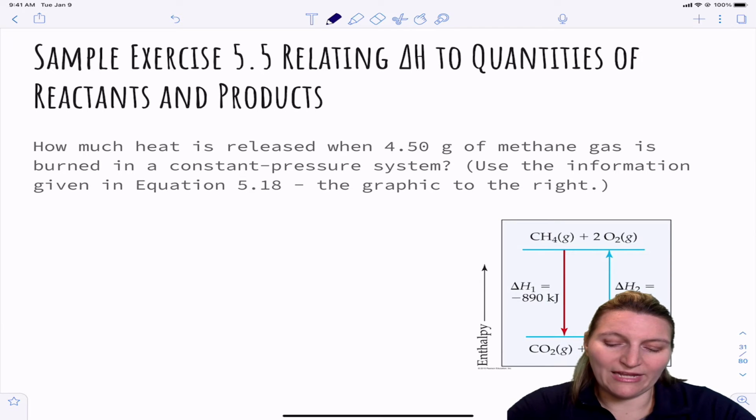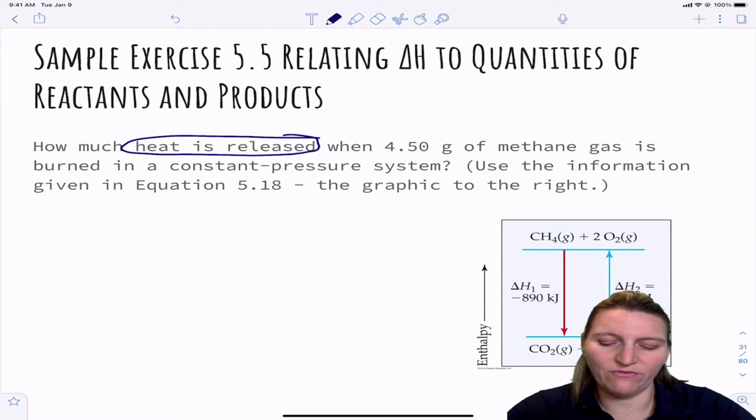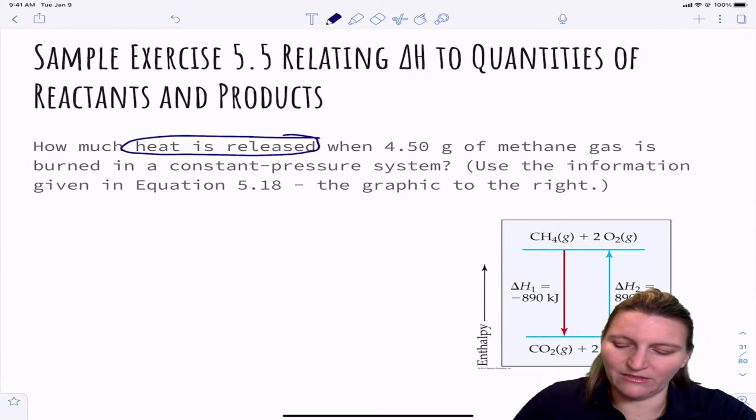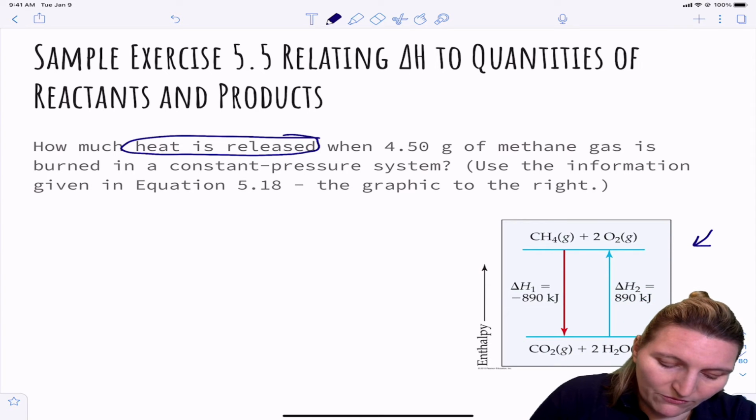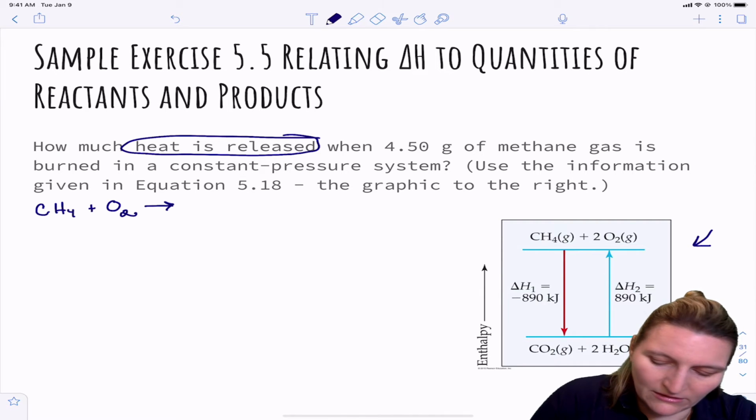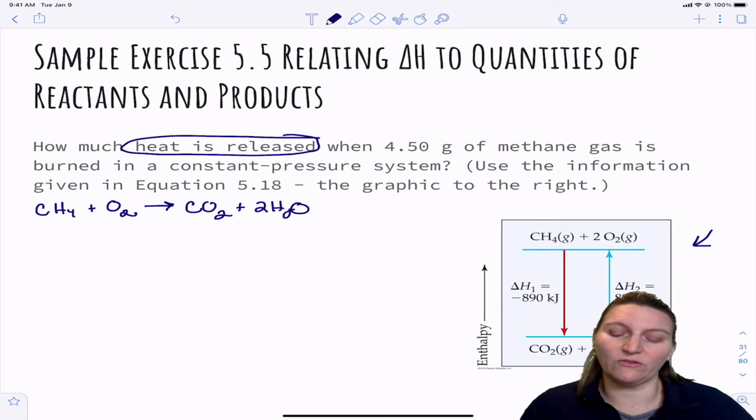So, relating delta H to quantitative reactants and products. How much heat is released, right? It's looking for how much heat is released when 4.50 grams of methane gas is burned in a constant pressure system. And this is the table where we're going to get our information from. It tells us that when CH4 is burned in oxygen gas, it will make CO2 and 2H2O. And we're following the red arrow here because that's starting with CH4 and ending with CO2.